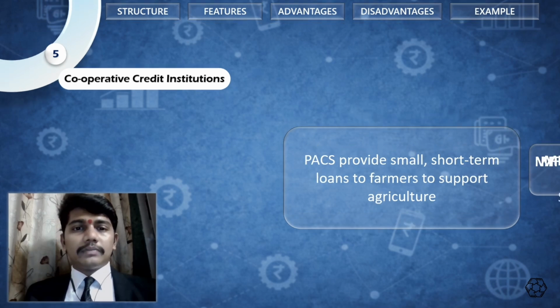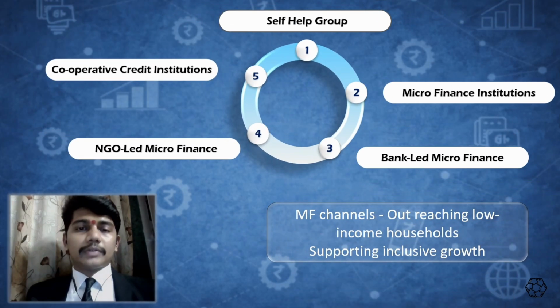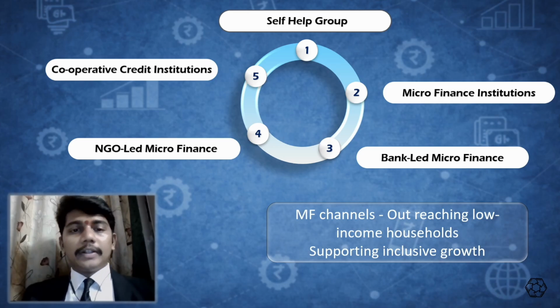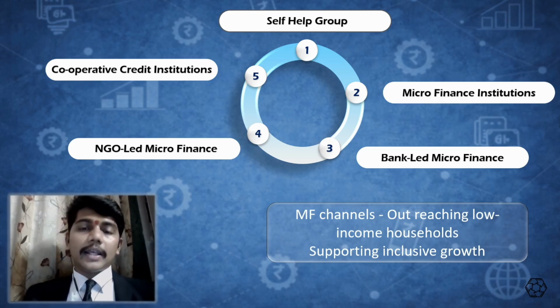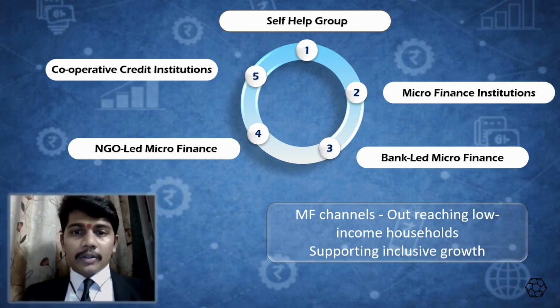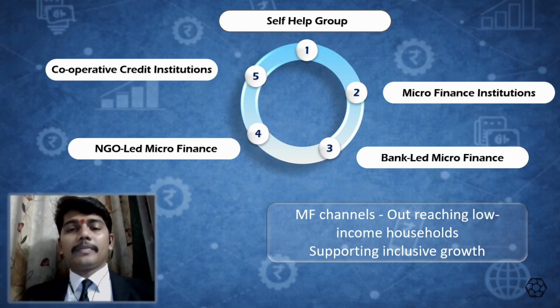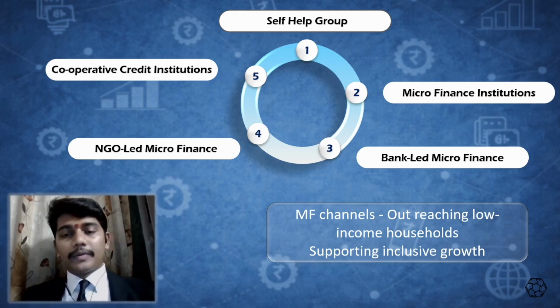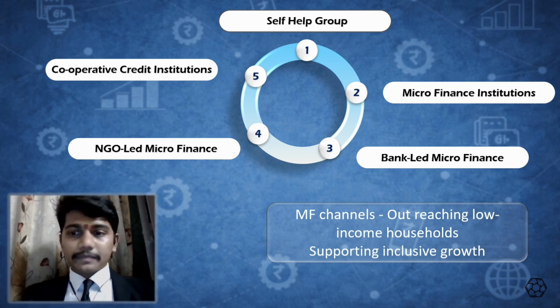This was all about it. I would like to say overall microfinance uses multiple channels, each with its own strengths and weaknesses in outreach, cost, risk, and sustainability, and together they complement each other in reaching different segments of the low income group. So overall, these channels basically form the backbone of the microfinance system. That's a short overview from my side. Thank you so much.